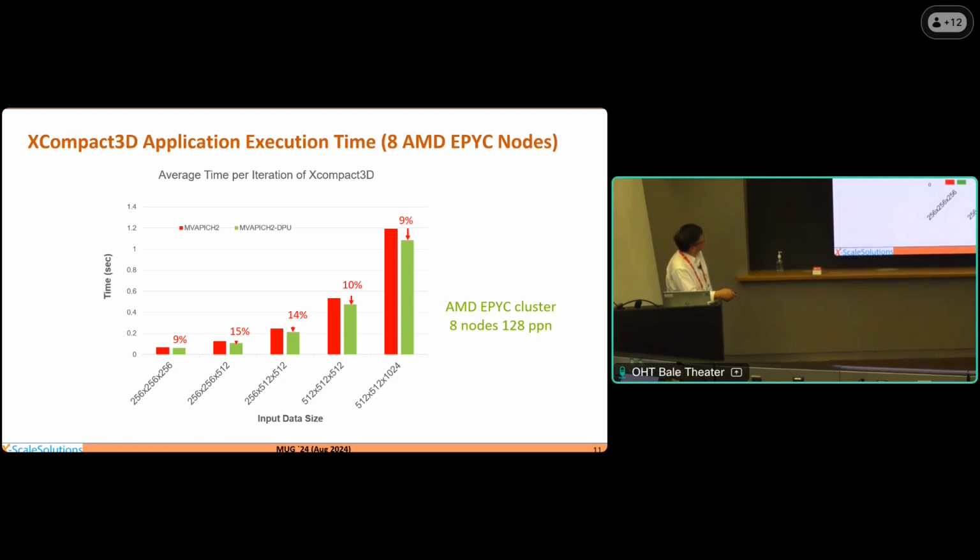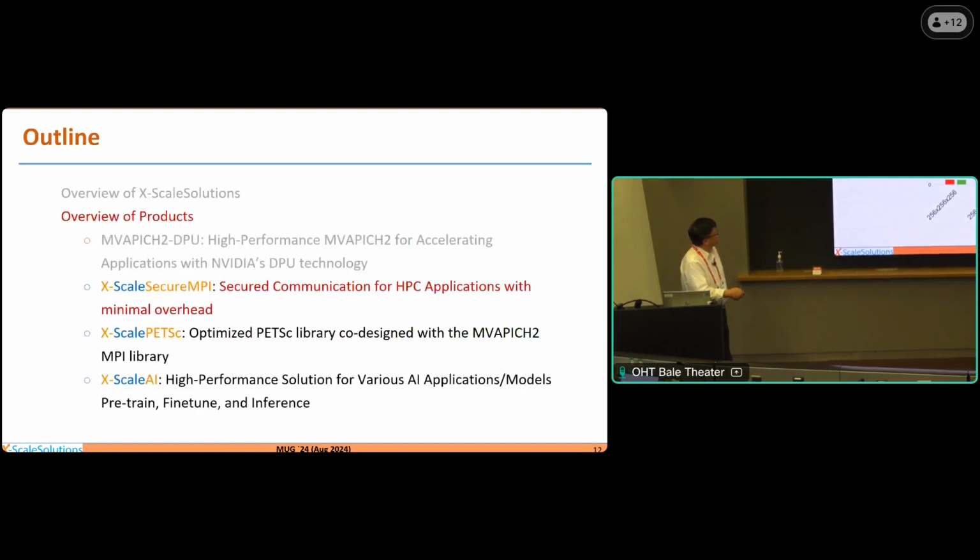I believe it's, what's the PPN here? We did not show the PPN. Oh, PPN is 128. So total is 1 kilo ranks. So this is a decent problem size as well as a decent system size. So 1 kilo ranks. Okay, that's for the offloading effectiveness for the HPC application.